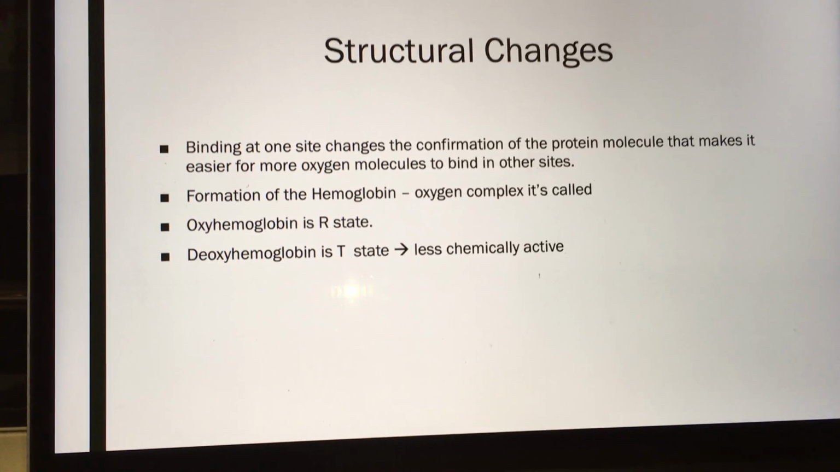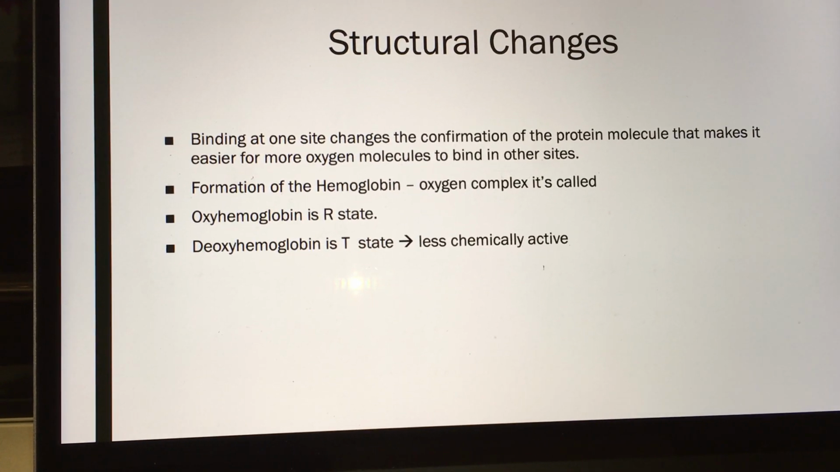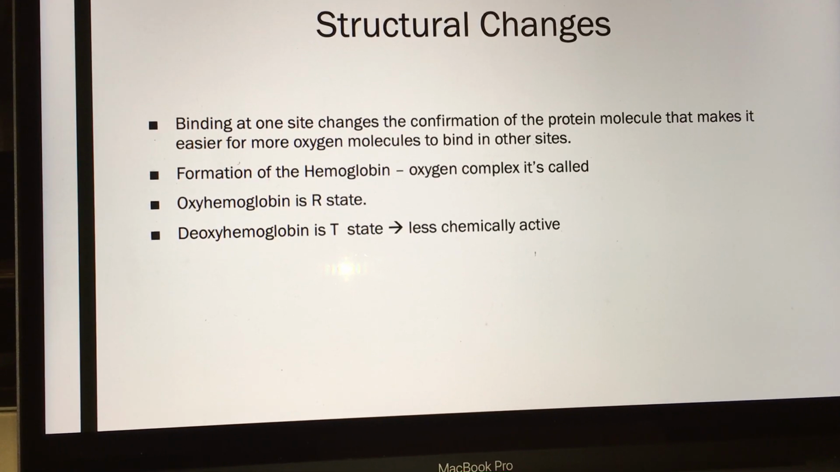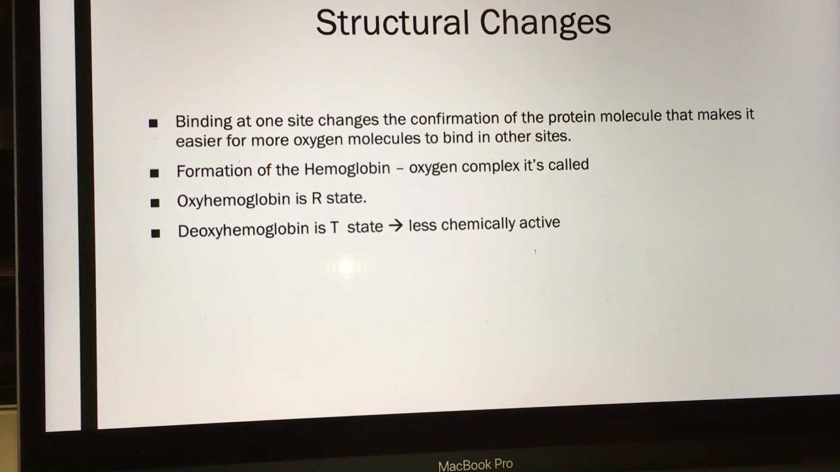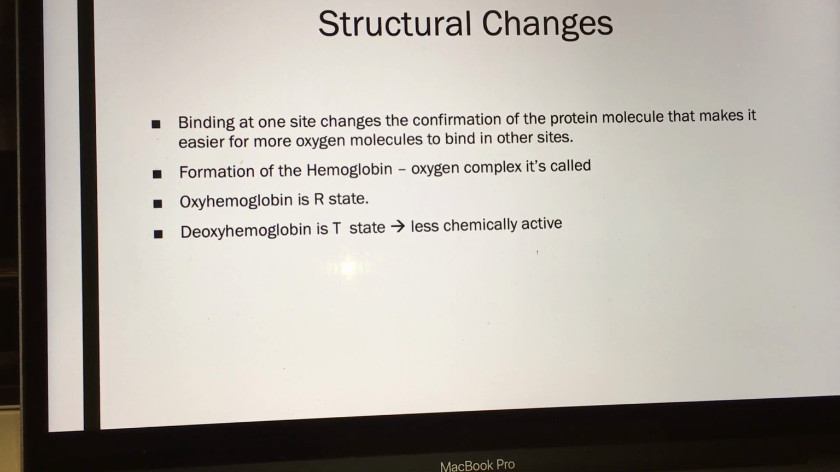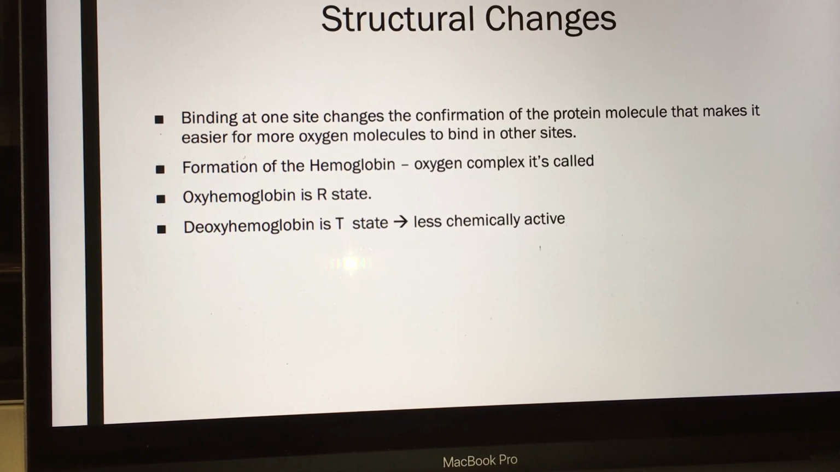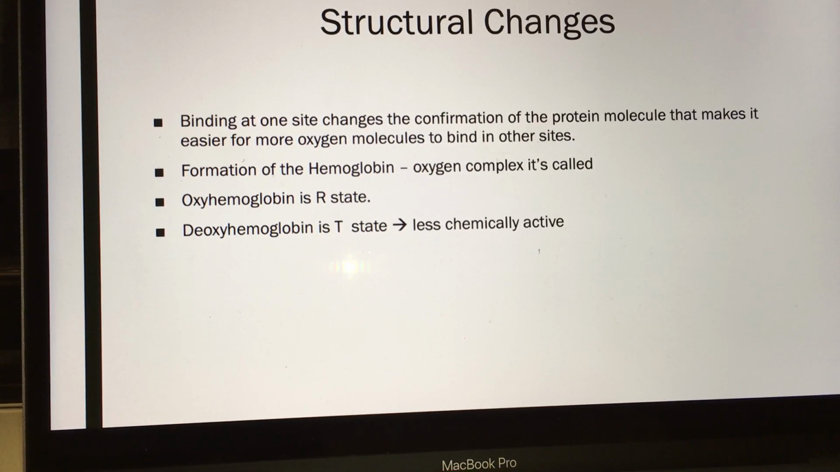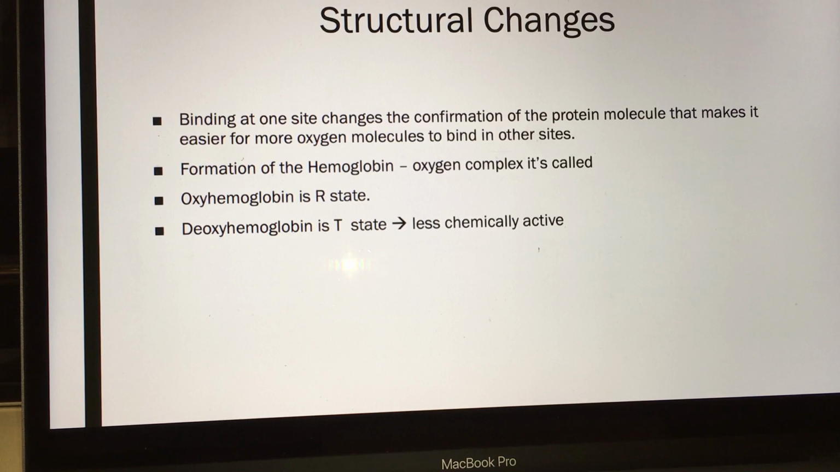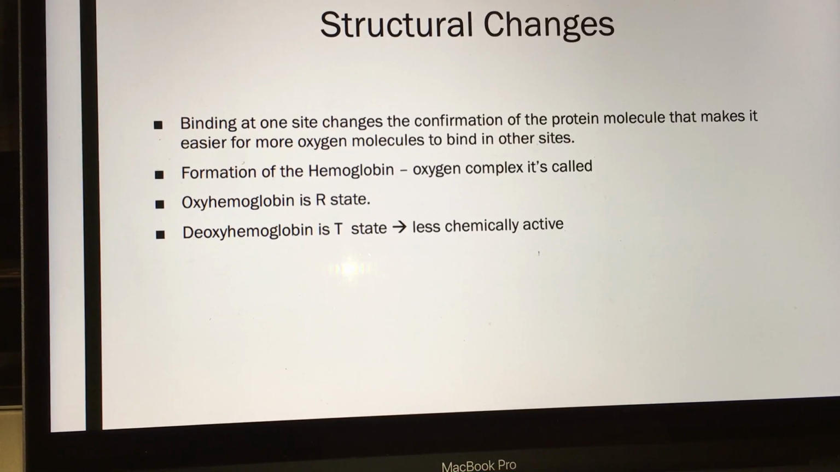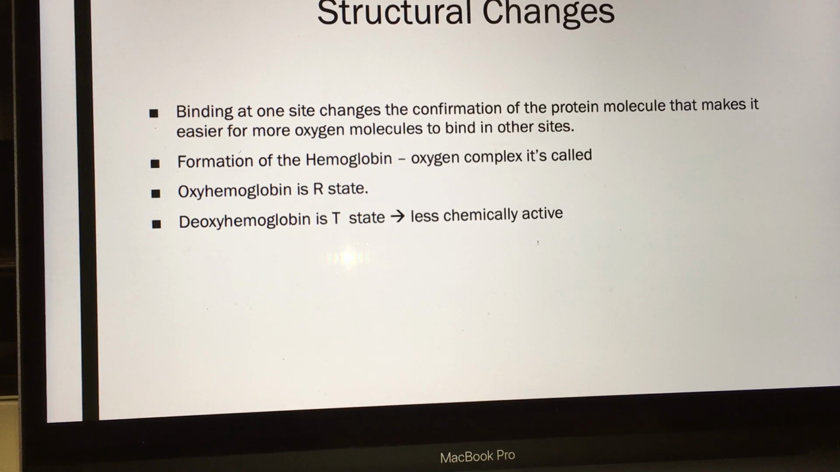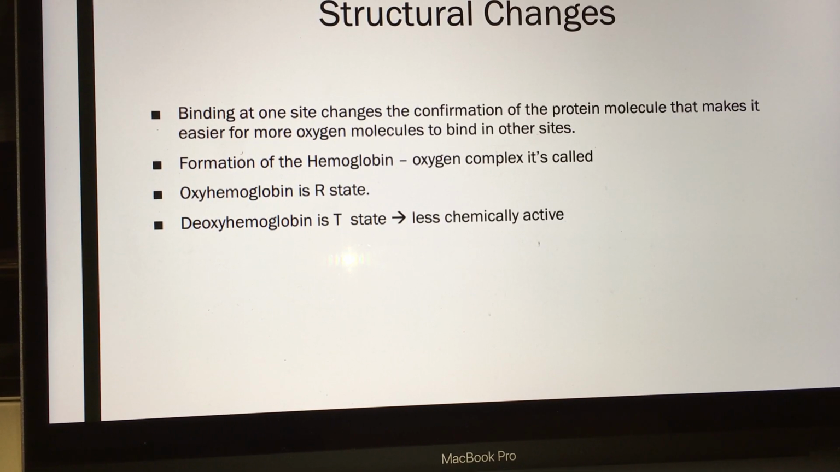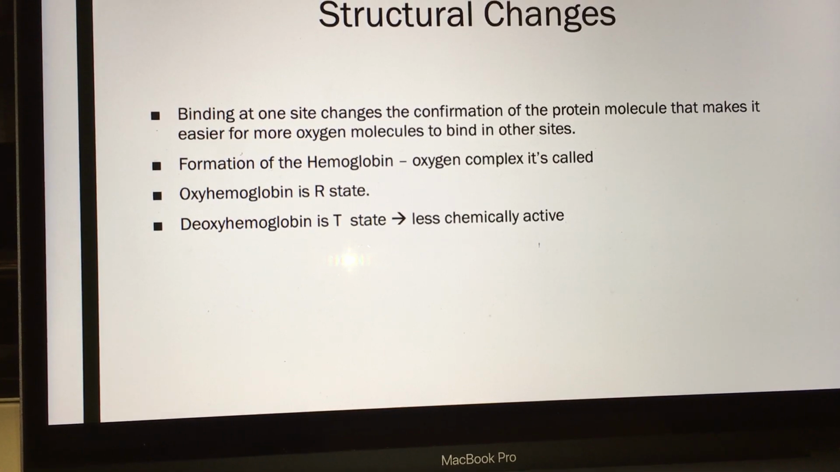The structural changes that occur, as we were talking about earlier, is that binding at one site changes the conformation of the protein. So we know the formation of the hemoglobin oxygen complex is called oxyhemoglobin, and this is an R state. Now deoxyhemoglobin is a T state. Basically, this is less chemically active.